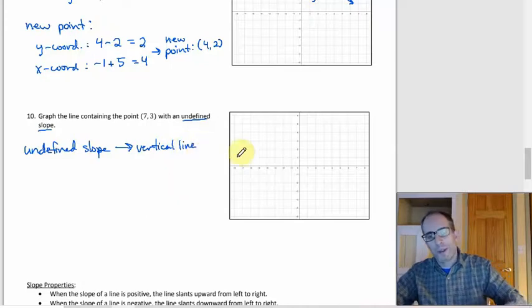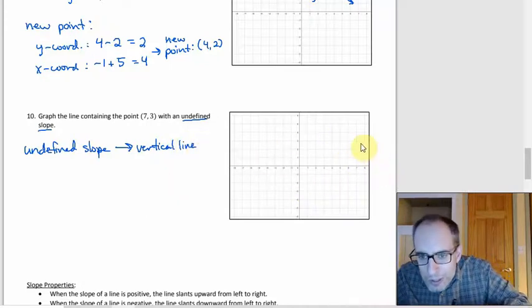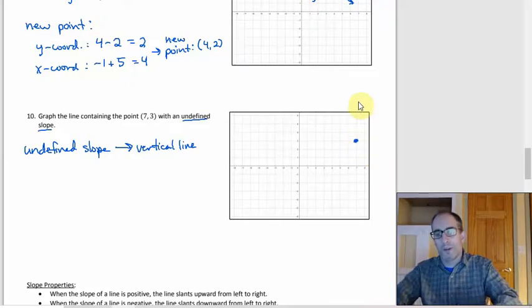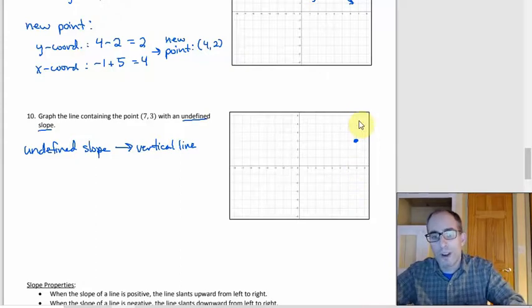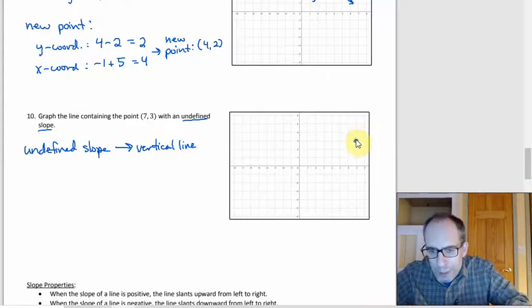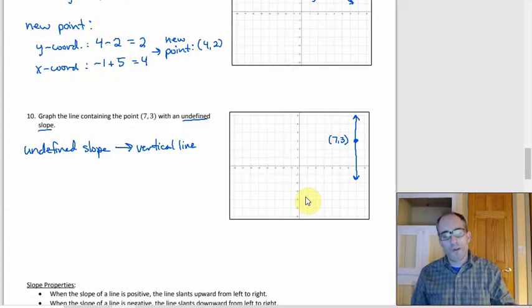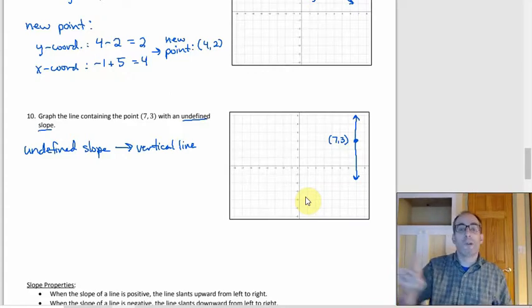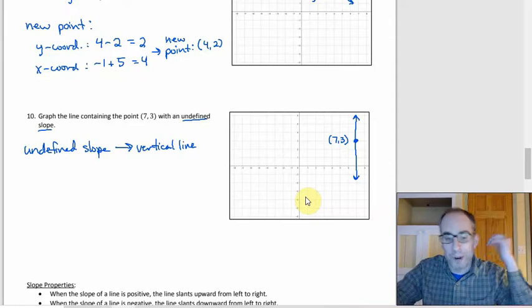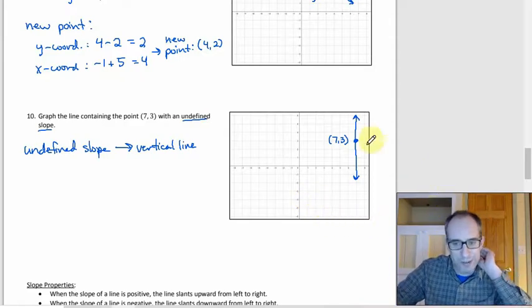All right, so we've got our point 7, 3, which is here. And we know it's got to be a vertical line going through it. So I think right here you could just draw it. If you want to get an extra point on that vertical line, you can, but I don't think you need it. And there's 7, 3. And that should do it. So the ones with an undefined slope or a 0 slope, because a horizontal line is going to have a slope of 0, are the ones where you don't have to do quite as much, where 1 point realistically ought to be enough.